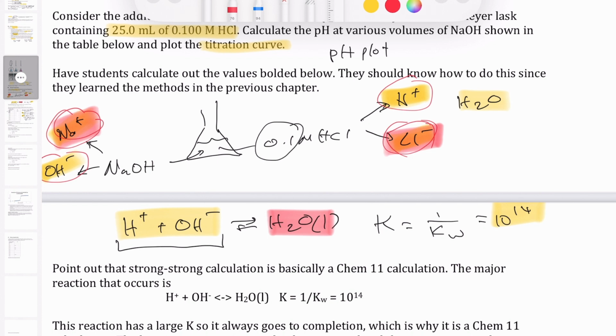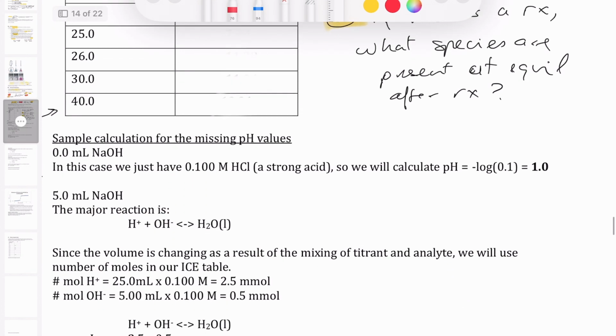It depends on which one is the limiting reactant and which one is the excess reactant. Why do I say limiting reactant? Because this is a large K situation. The large K situation is a reaction that goes to completion, so all we need to do is figure out who's got more quantities at the beginning, and that's the species that's going to be left over at the end. So let's actually do the calculation.